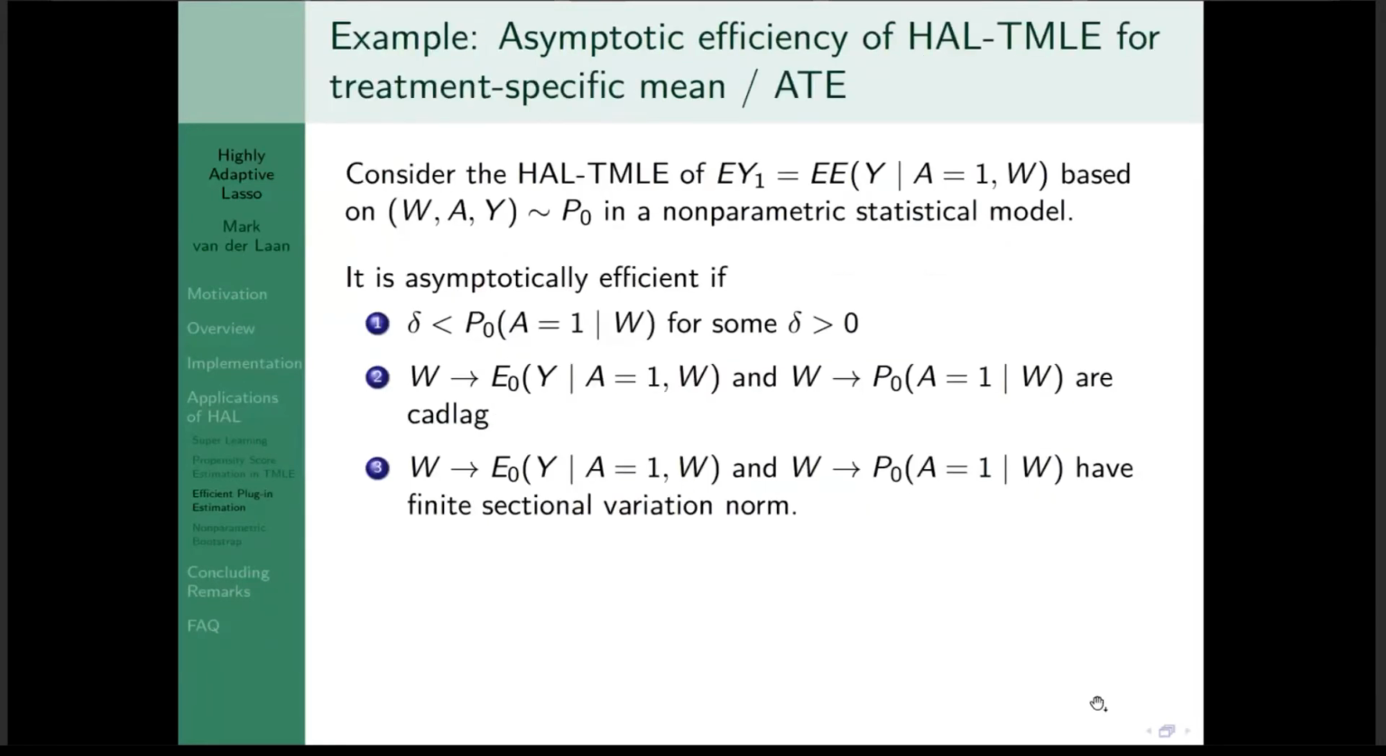And so here's then the example for the ATE, right? If you care about the treatment-specific mean, then it would say I need as a positivity assumption that the probability of being treated given the covariate is positive for all covariate values, and the true functions of the outcome regression and the treatment are cadlag, right continuous with left-hand limits, and have a finite variation norm. So that will be the only assumptions we need, and then the TMLE will be asymptotically efficient.